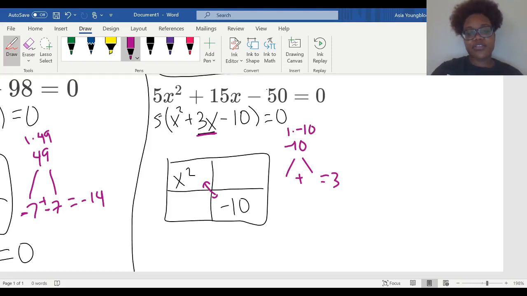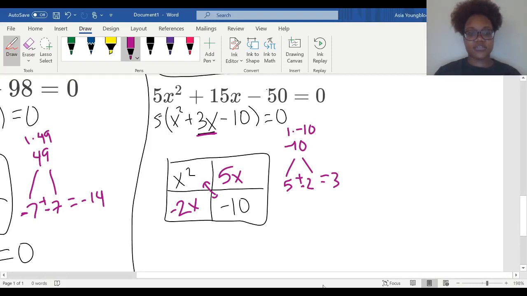So in my head, I've already thought of 5 and 2, right? But I know one of them has to be negative. So if I make the 2 negative, let's see if that works. 5 times negative 2 is negative 10. 5 plus negative 2 is 3. If that didn't work, I would just move the negative sign to the 5, but it happened to work. So we're going to break it up into 5x minus 2x. So right now we've broken up that 3x into 5x minus 2x.